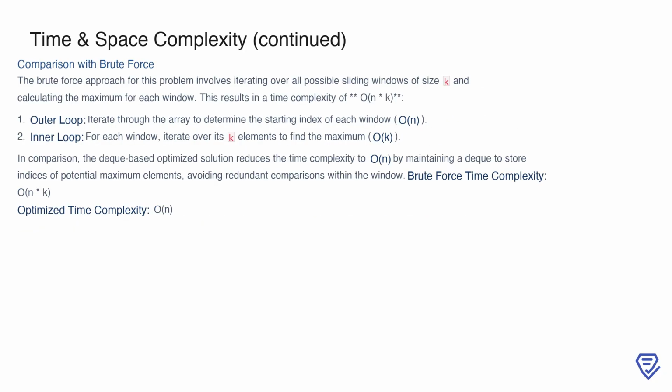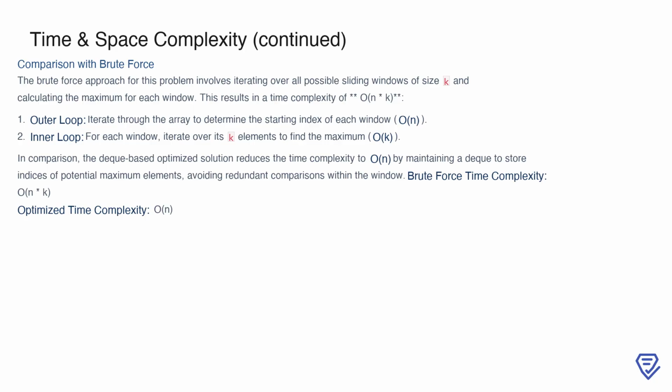To better understand the efficiency of this solution, let's compare it with the brute force approach. The brute force method involves iterating over all possible sliding windows of size k and calculating the maximum for each window. This requires a nested loop structure, where the outer loop runs O(n) times to determine the starting index of each window, and the inner loop runs O(k) times to find the maximum value within each window. This results in an overall time complexity of O(n*k).